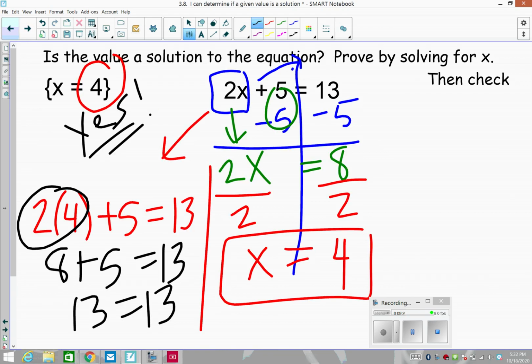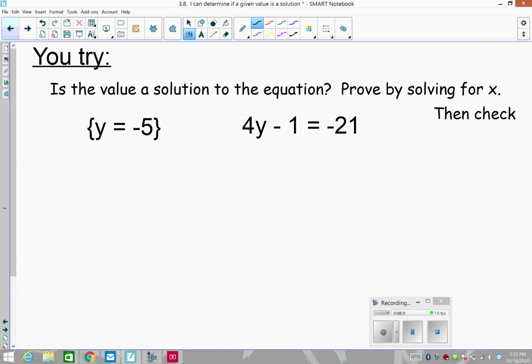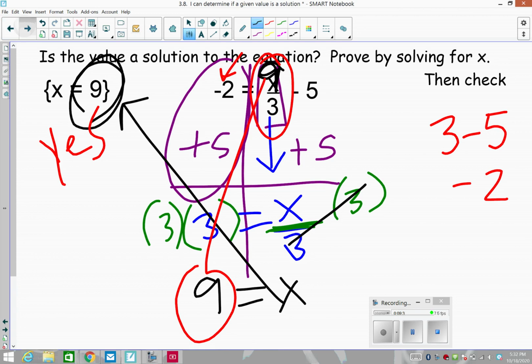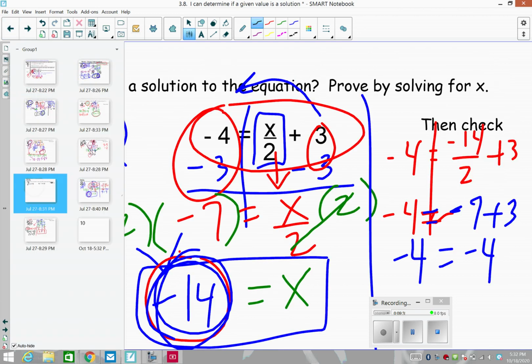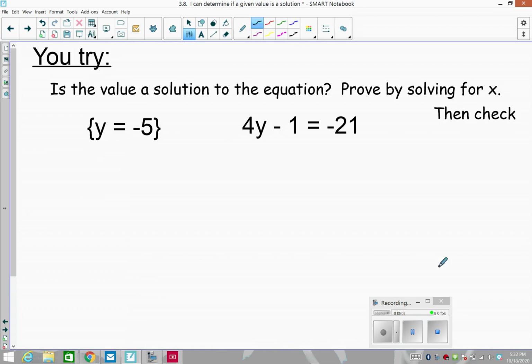All right. I might have done them all. One more. This is it. Let's do it. So I'm going to have you pause the video and try this one from start to finish. Your job is to figure out if negative 5 is the correct answer. I want you to solve it yourself first. All right, you should be unpausing the video.